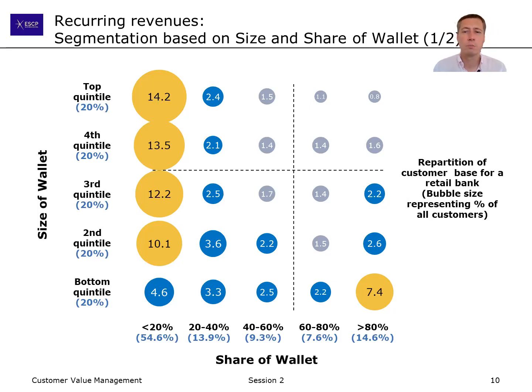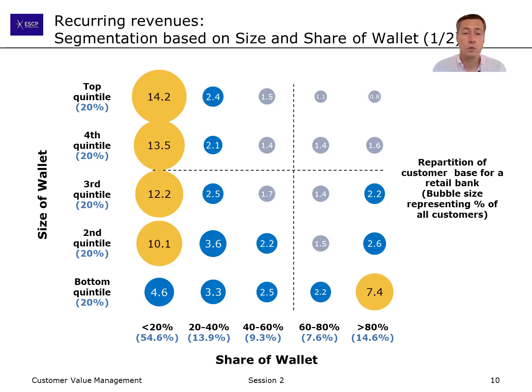The size of each bubble tells you how many customers you have in a given segment. What this, for example, tells you is that the number of customers that is very, very high value, customers who have a high size of wallet, so we are high in the metrics, and who have a high share of wallet, so the top right, is very small. There's only 0.8% of all the customers who have a share of wallet larger than 80% and are in the top quintile in terms of size of wallet.